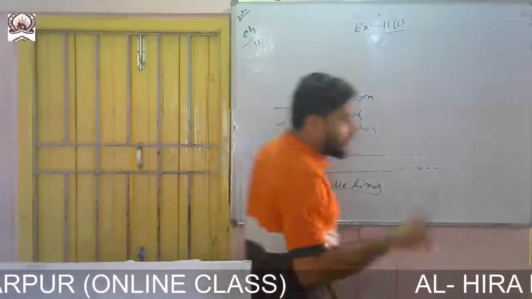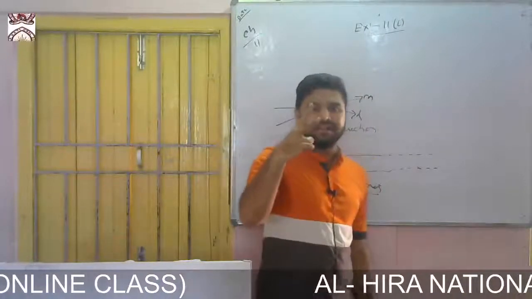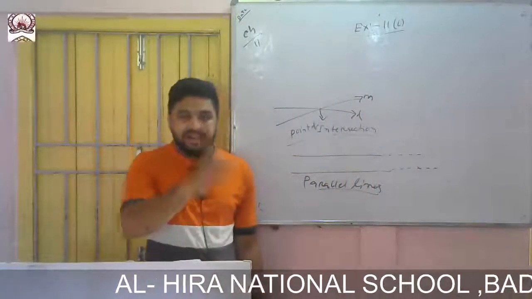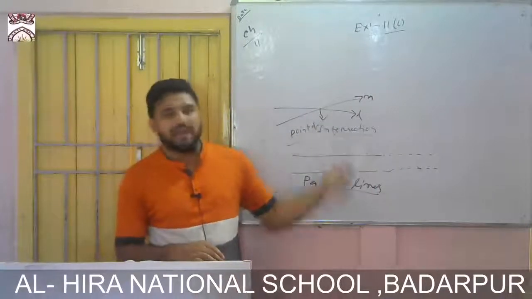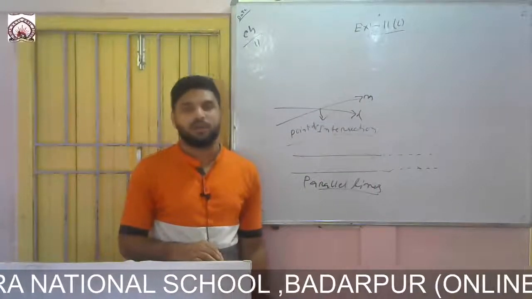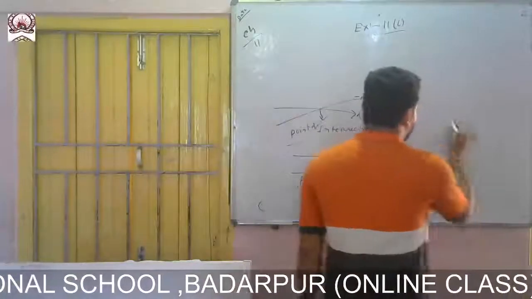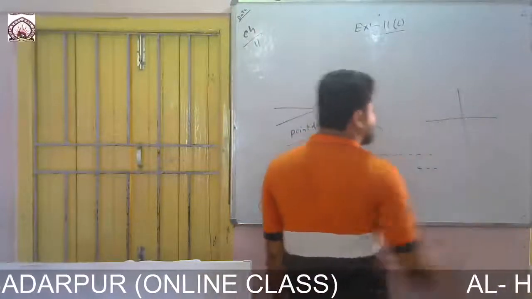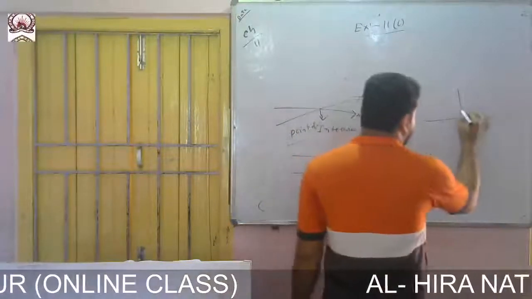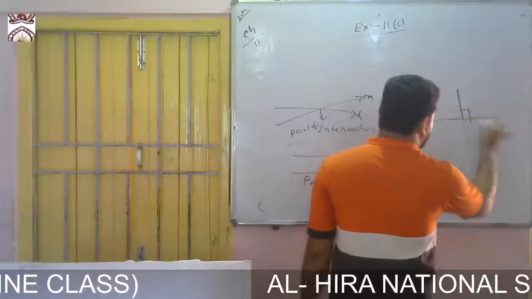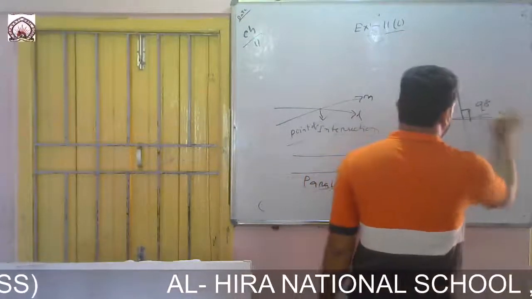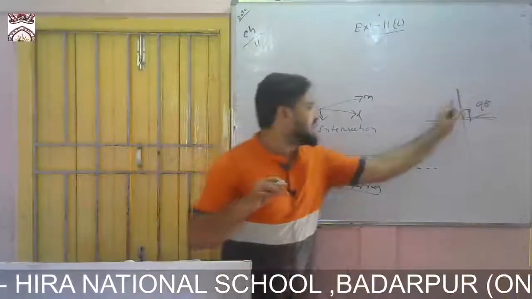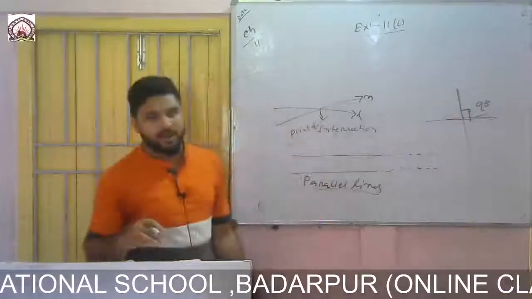One thing you see, whenever two lines intersect each other and the angle between them is 90 degrees, then you can say that these two lines are perpendicular to each other. Suppose this is one line and this is another line, and they intersect each other. Now this line and this line make an angle of 90 degrees. So if they make an angle of 90 degrees after intersection, then you can say that this line and this line are perpendicular to each other.